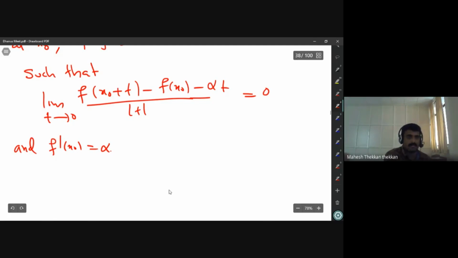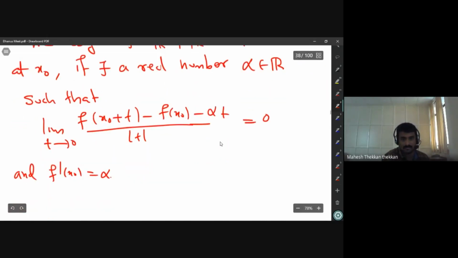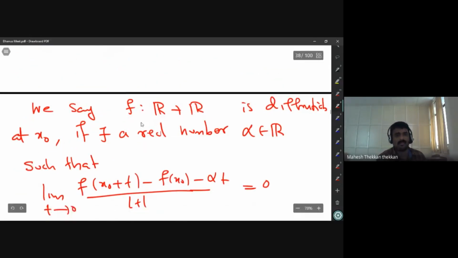So I am rewriting the definition. f from R to R is called differentiable at x naught if there exists a real number alpha such that this expression is 0. Suppose there is a real number alpha so that this holds, then we say f is differentiable at x naught, and that derivative is alpha, so f dash of x naught is alpha. You can easily prove that if such an alpha exists, it has to be unique.